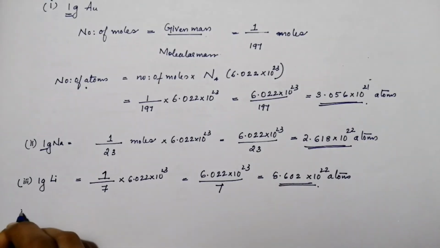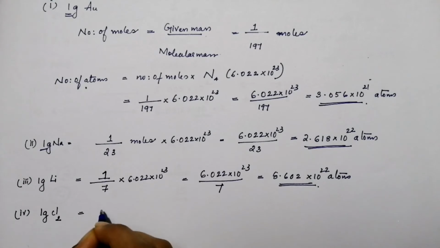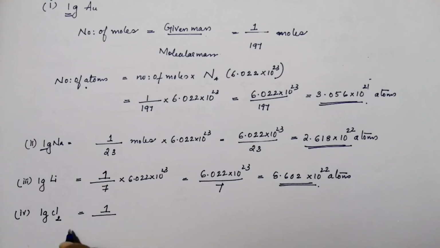Let's do the last question, wherein we are asked to calculate the number of atoms present in 1 gram of chlorine. Similarly, let us first calculate the number of moles. So for this, we divide the given mass, which is again 1, by its molecular mass, that is 70. We know that the atomic mass of 1 chlorine is 35.5. Since here we have 2 atoms, we should multiply it with 2. So we get 70. Now this is the number of moles.